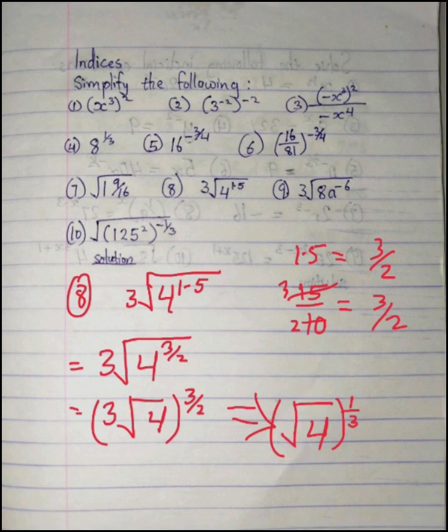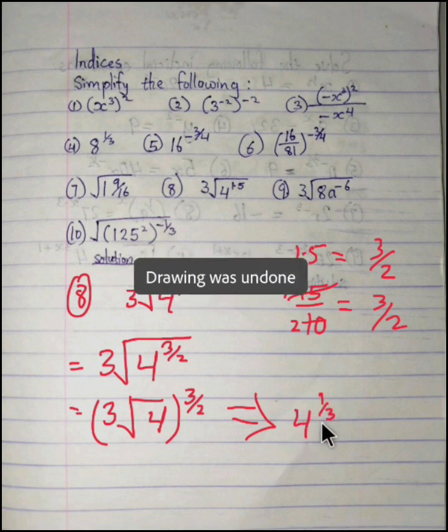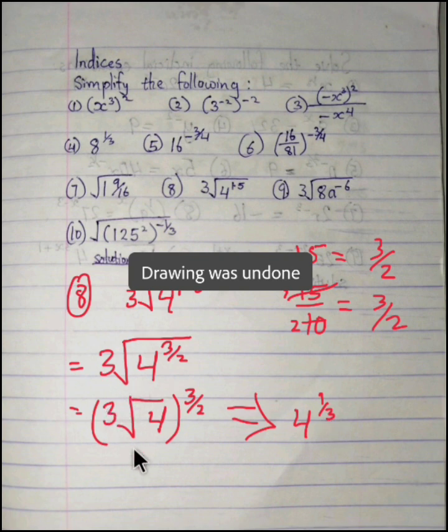Sorry, to go backward, we can remove this root. So if we want to write only what is inside the bracket, that's going to be 4 raised to 1 over 3. Now, for 4 raised to 1 over 3, the denominator is 3, so it's going to be the cube root of 4.